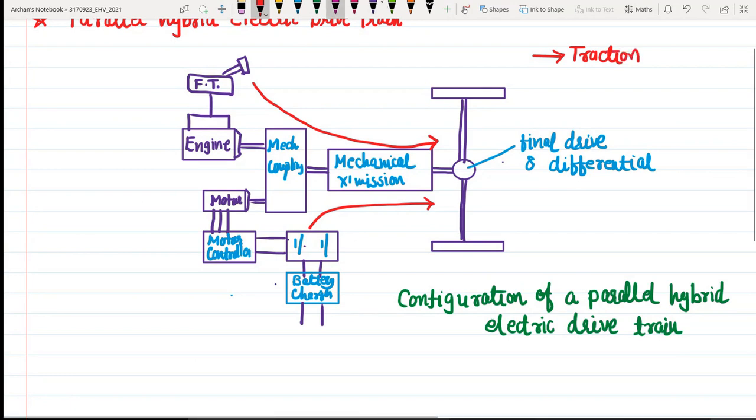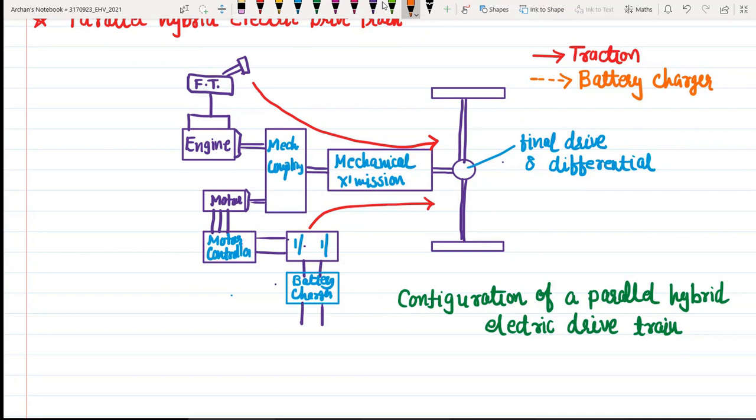Okay. Similarly, let us use one dashed orange line which indicates the charging of the battery. Why charging of the battery? Because whenever we apply braking, whatever kinetic energy of the vehicle is there, we are using this kinetic energy to charge the batteries, which is known as regenerative braking, right?